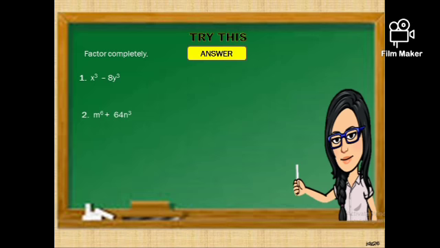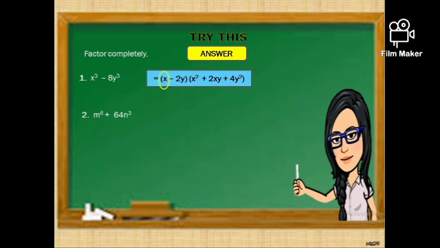Let's have the answers. Number 1. X cubed minus 8y cubed. The factors are x minus 2y and x squared plus 2xy plus 4y squared. Cube root of x cubed is equals to x. Cube root of negative 8y cubed is equals to negative 2y.